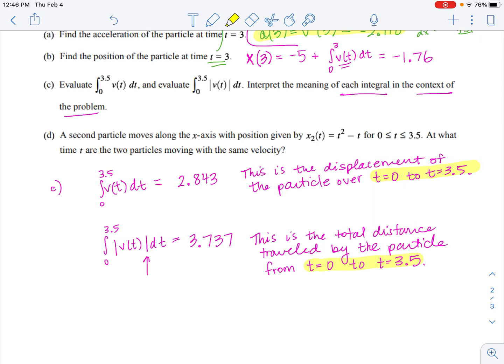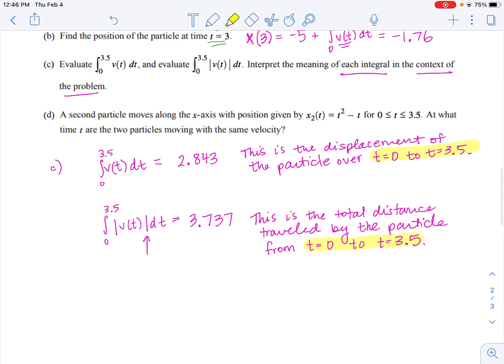Okay. And then the last one is part D. A second particle moves along the x-axis with position given by x of 2 of t equal to t squared minus t between 0 and 3.5. So at least it's the same interval. At what time are the two particles moving with the same velocity? So moving with the same velocity, that phrase just means their velocities are equal, right? Velocities are equal.